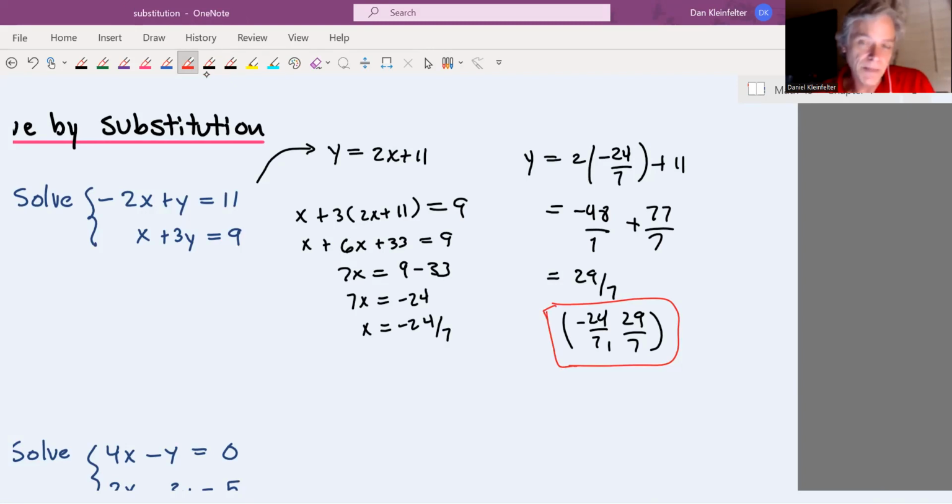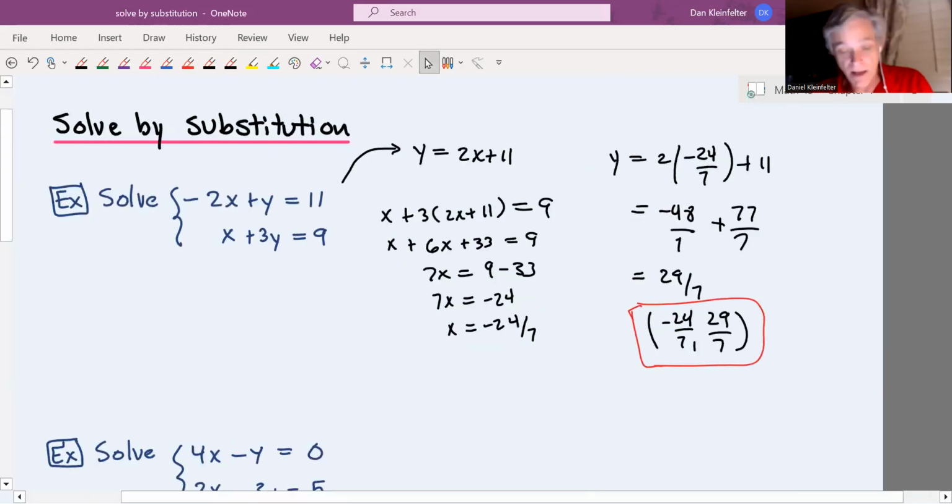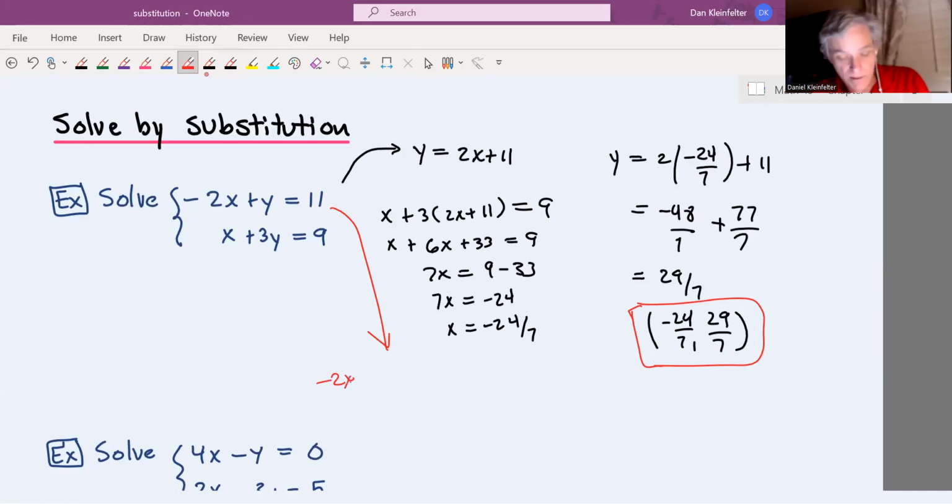In this example, we first took the first equation and solved it for y. We could just as well have solved it for x, which I wouldn't recommend, but had we done that, we would have had negative 2x is equal to minus y plus 11, and then dividing through by the negative 2, we'd have minus y plus 11 over negative 2. And then you would probably find the calculations there more cumbersome, so more difficult. So that's the reason why we would avoid that.